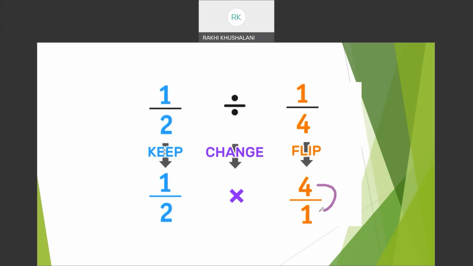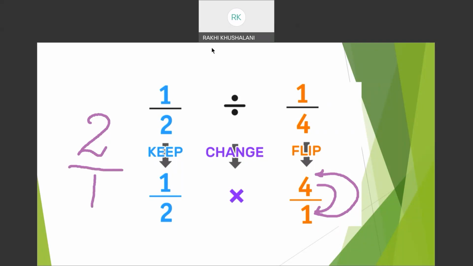Whether it is a whole number or a fraction, children, it really doesn't matter, because a whole number can also be written as a fraction. If I have a whole number such as 2, you can write it as 2 by 1. So a whole number can also be written as a fraction, and this rule is going to remain the same for all.